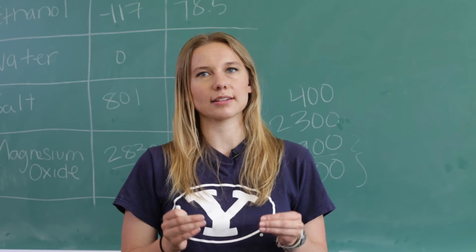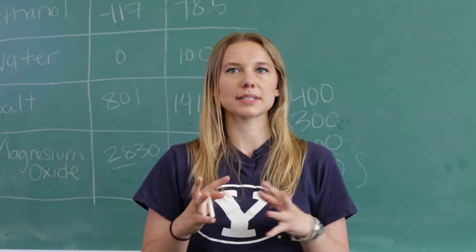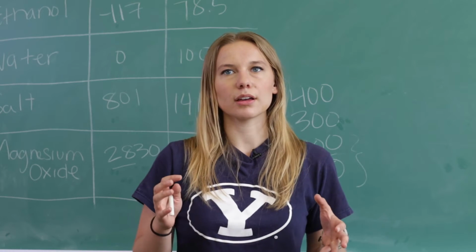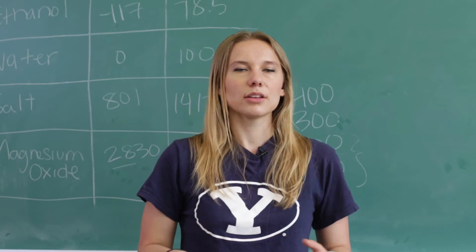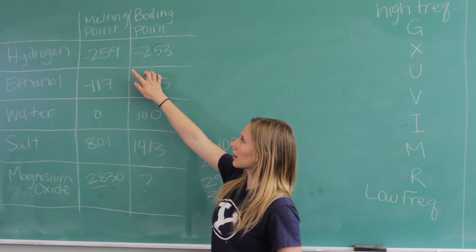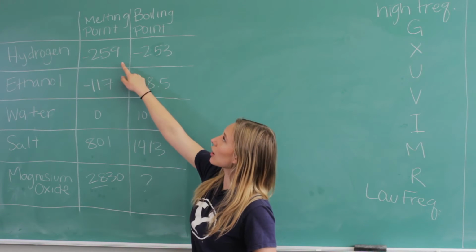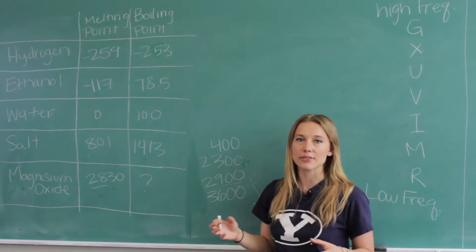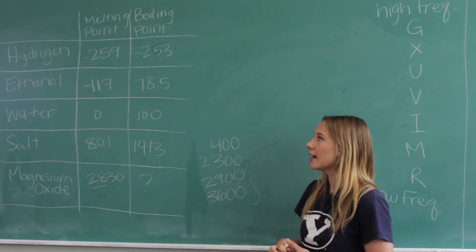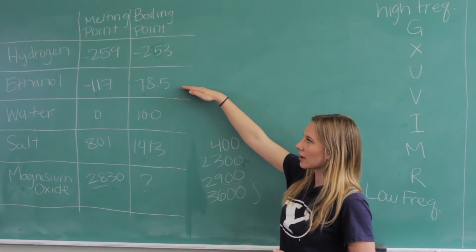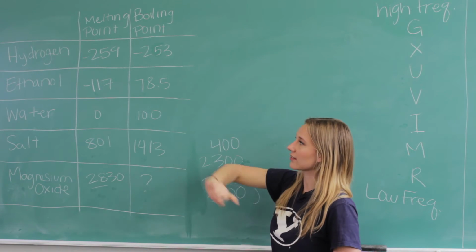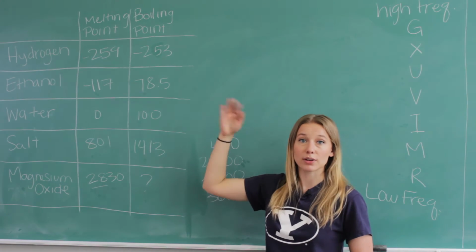It's also important to understand the forces within substances. So the stronger the forces that are holding a substance together, the higher the melting point is going to be. So I've written up this table here, and we can see that from the top, hydrogen has a low melting point and a low boiling point. So that tells us that the forces holding hydrogen together are pretty weak because it doesn't take that much energy to break hydrogen apart. Then as we go down the table, ethanol has a melting point of -117 and a boiling point of 78. So as the melting point increases, so does the boiling point.